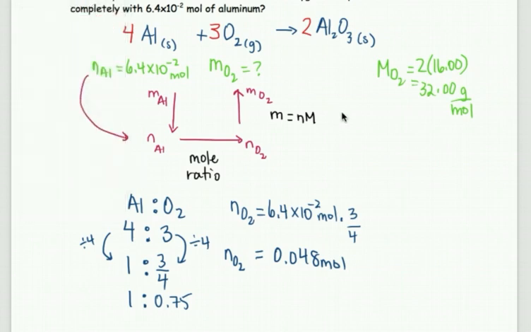Okay, so we need to find the mass of oxygen. To do that, we're going to take the amount that we found back here and multiply by the molar mass, which we have above. Okay, and then we get 1.536 grams.